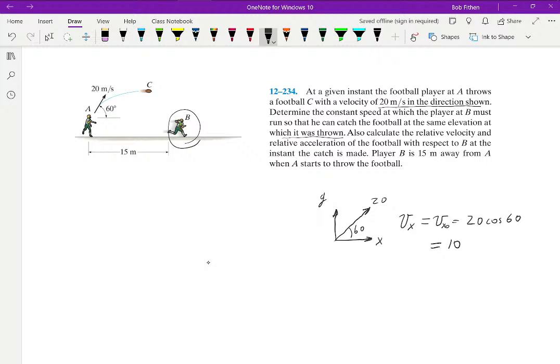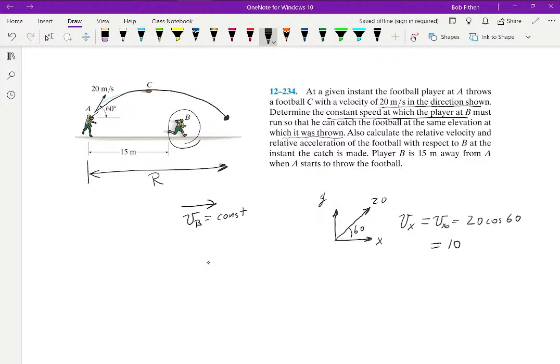So what we're going to have to do is come up with this location right down here. So first we have to determine the constant speed of player B. So we're going to have to find the velocity of B, which will be a constant. Let's first figure out how far this is going to be.